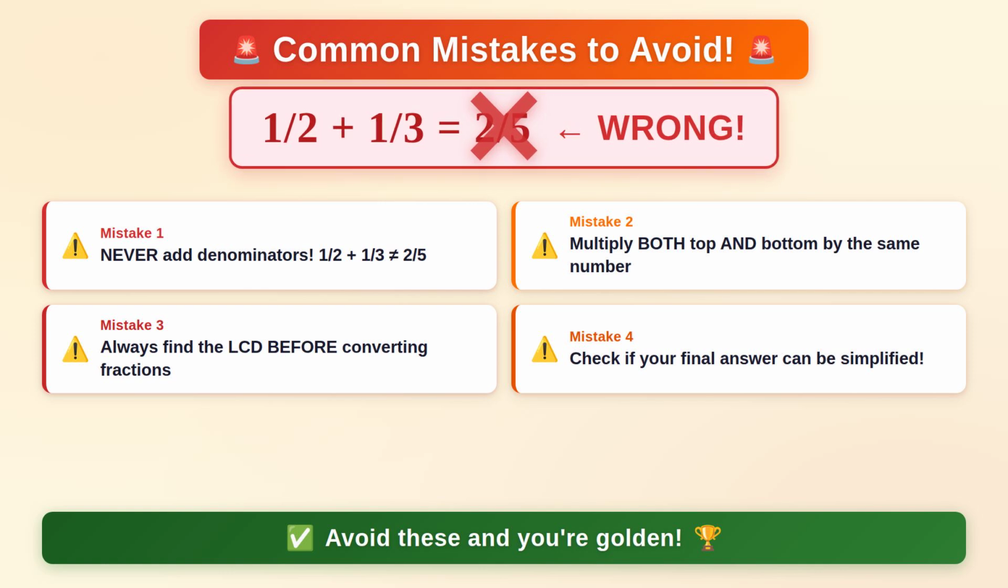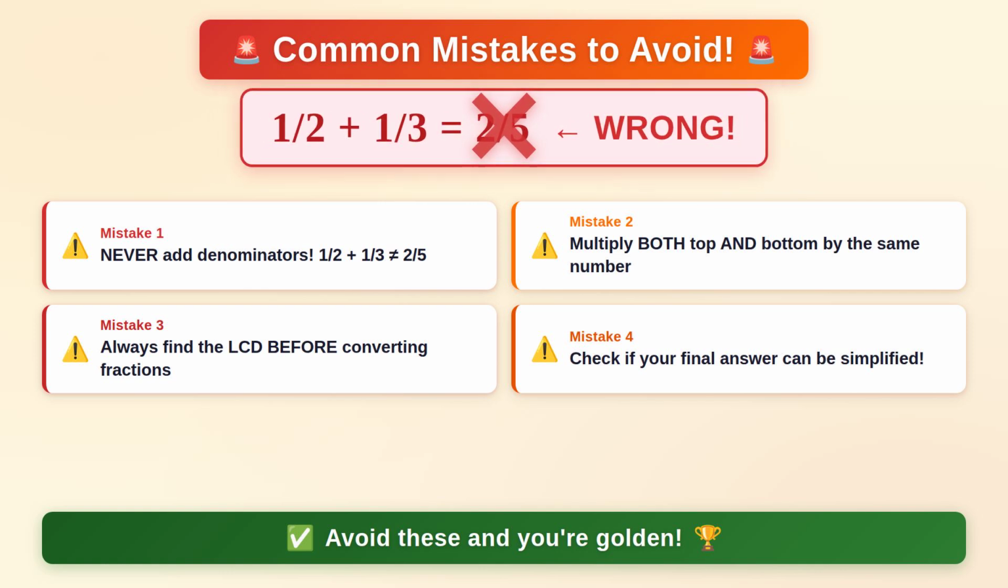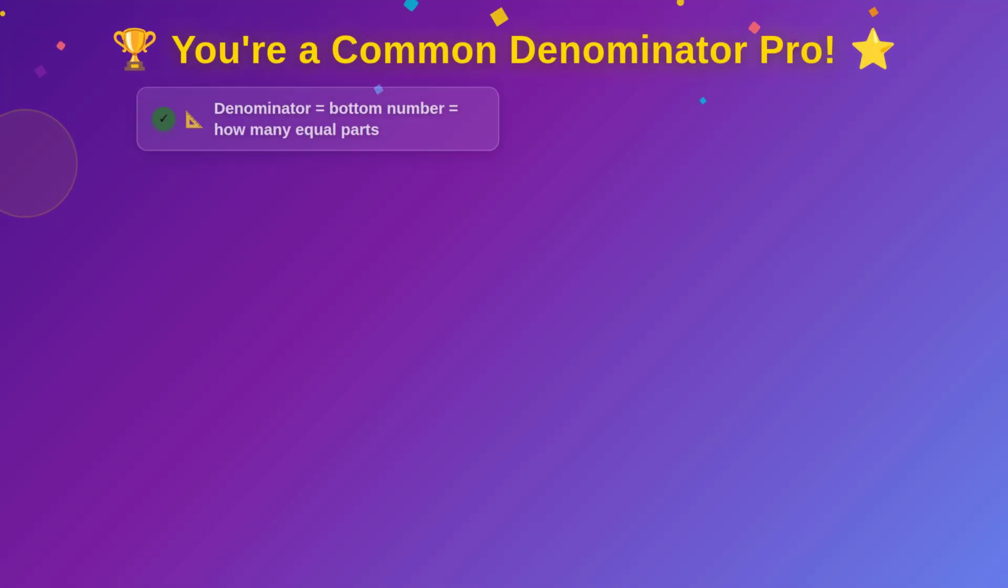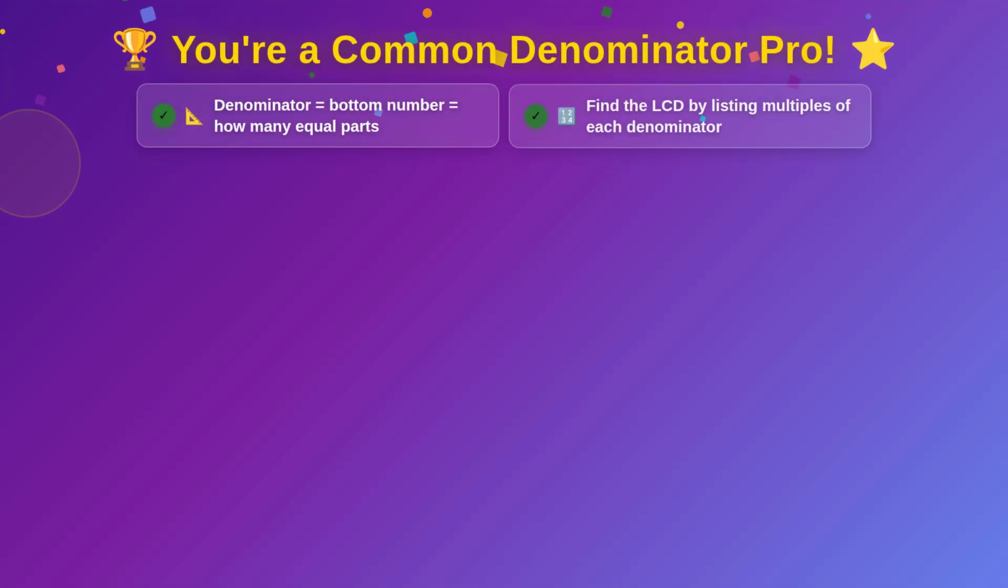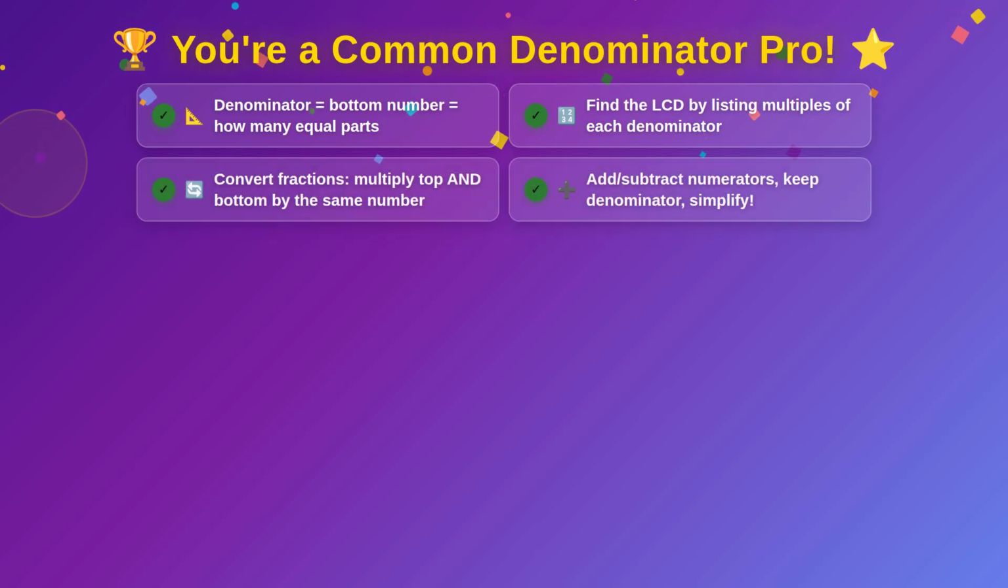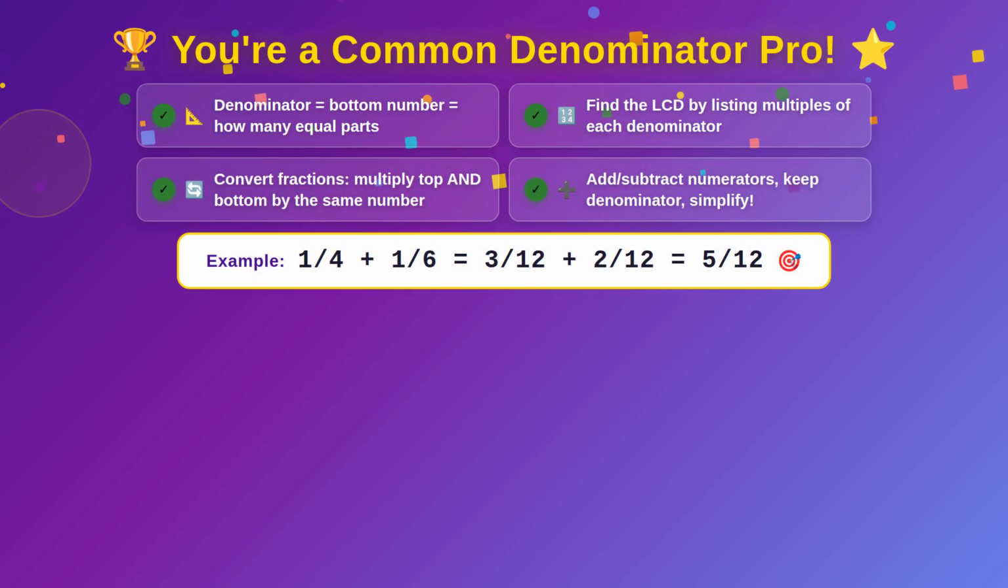Mistake 3. Always find the LCD before you start converting. And mistake 4. Check at the end if your fraction can be simplified. These 4 traps are easy to dodge once you know they're there. Look how far you've come today. Let's do a super quick recap.